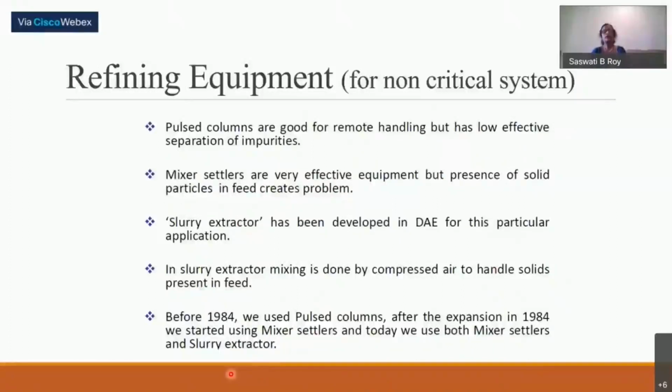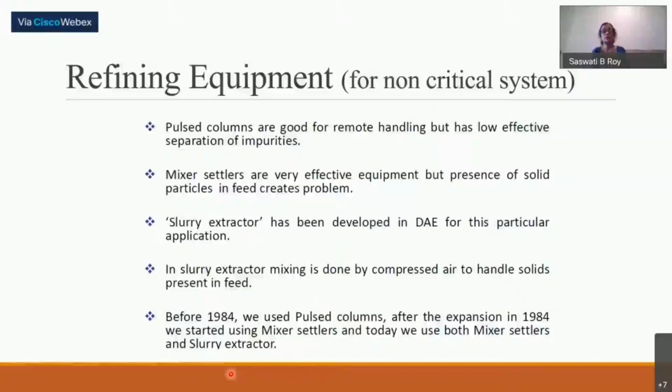But here, when it is a non-critical system like your natural uranium or zirconium systems, these considerations are taken care of. So mixer settlers are not good for solid-containing material. In those cases, DAE has developed a slurry extractor, which is a stage contactor. Pulse column is a differential contactor. Mixer settler is a stage contactor. Slurry extractor is in line with mixer settler. That is also a stage contactor.